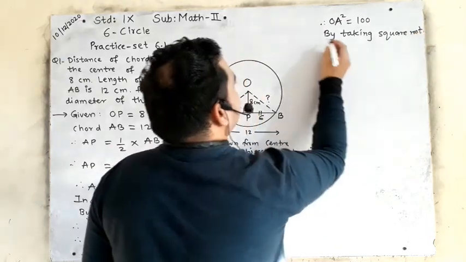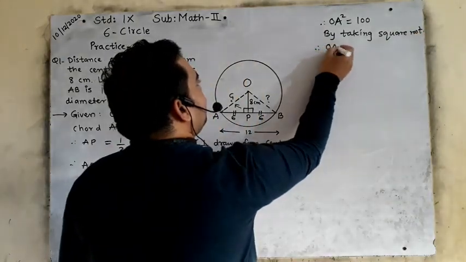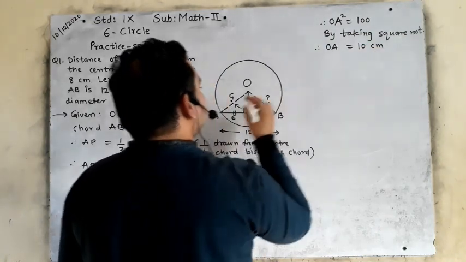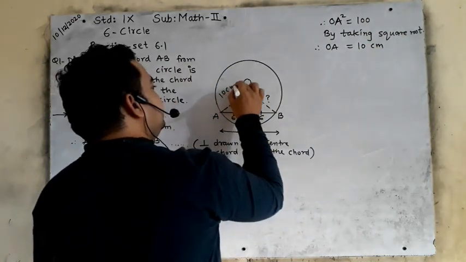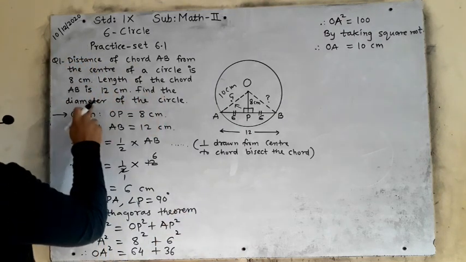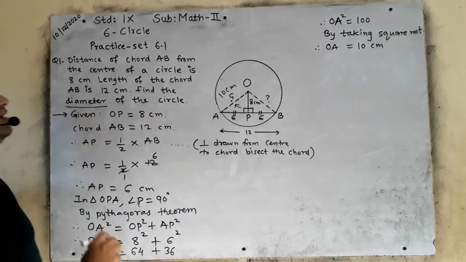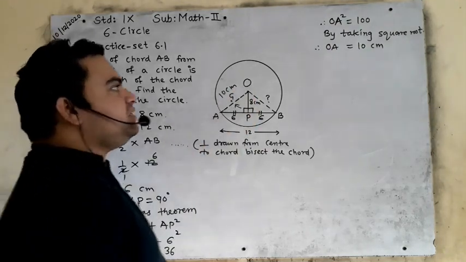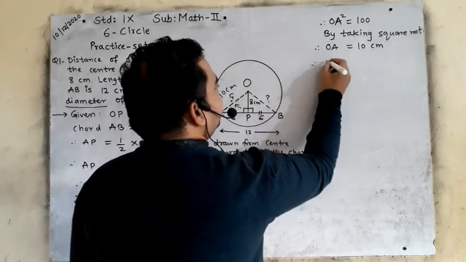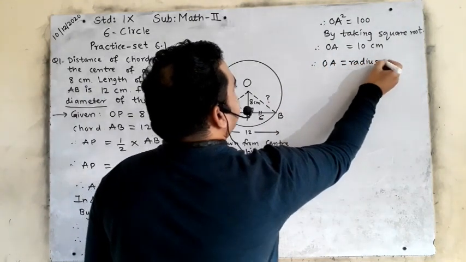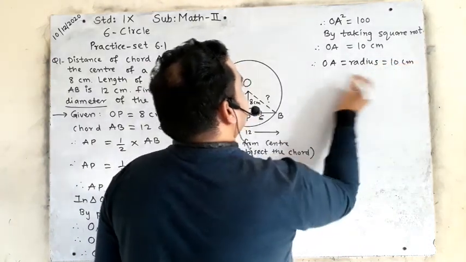By taking the square root, OA squared is 100, so OA is 10 centimeters. Now what do we have to find? We have to find the diameter, and OA is the radius. So what is the diameter here? OA is the radius, so I will write OA is equal to radius is equal to 10 centimeters.